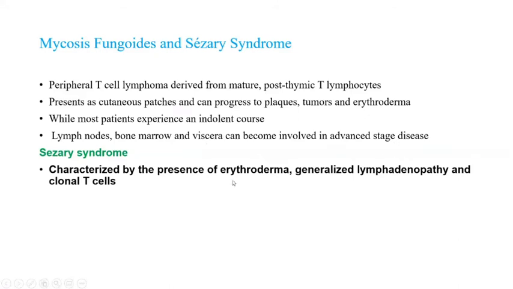So what is Sézary syndrome? It is a triad. It is erythroderma, that is skin lesion. There will be generalized lymphadenopathy, like multiple lymph nodes involved in the body. And they will have clonal T cells because it is a neoplasm of T lymphocytes, because it is a lymphoma. So the T cells present will be monoclonal.